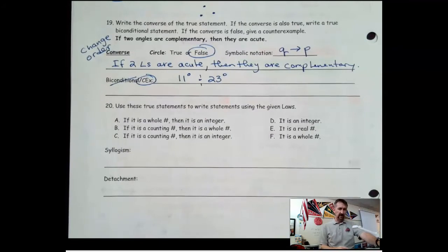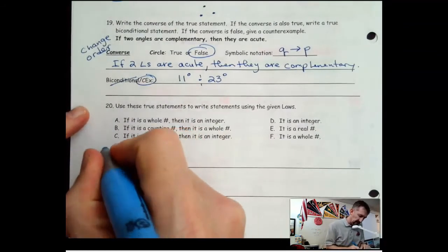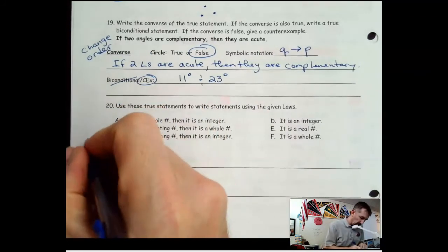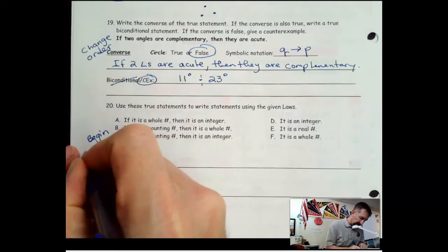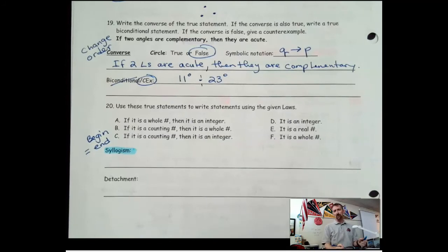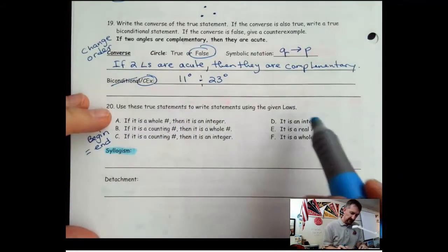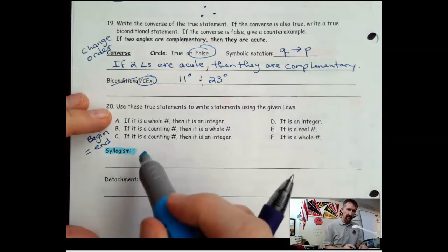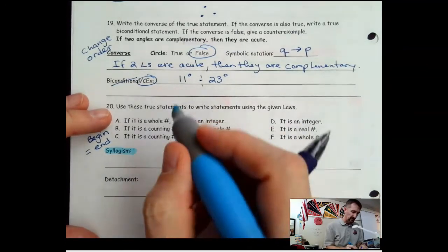All right, last one for today, a review question here. We have the law of syllogism and the law of detachment. A syllogism, remember, is what are we looking for? We're looking for a beginning that equals an ending. That's how we use the law of syllogism. It's really similar to the transitive property, actually. As I look through these lists, these are not if-then statements, so I'm not even going to look at those. Syllogisms are if-then statements only.